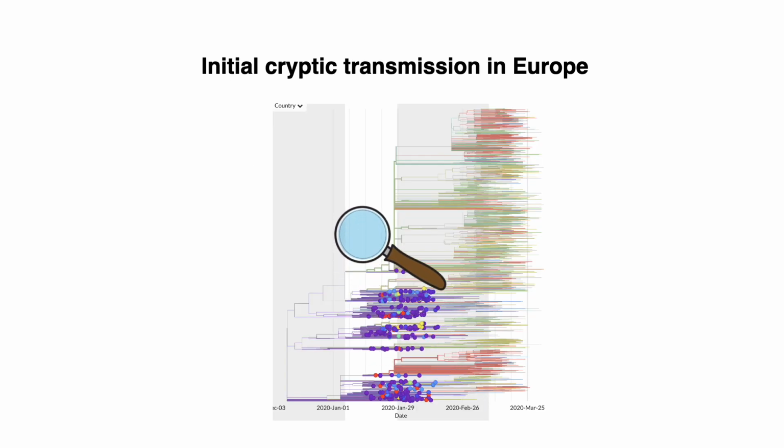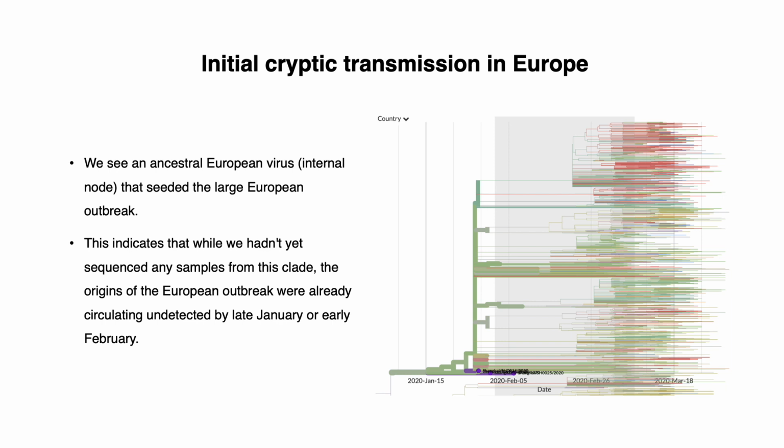When we zoom in to the top of the tree for the same time period, looking at the internal node, we see an ancestral European virus that seeded the large European outbreak. This indicates that while we haven't yet sequenced any samples from this clade, the origins of the European outbreak were already circulating undetected by January or early February.